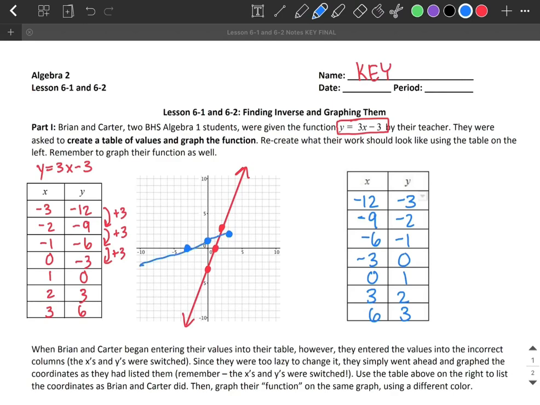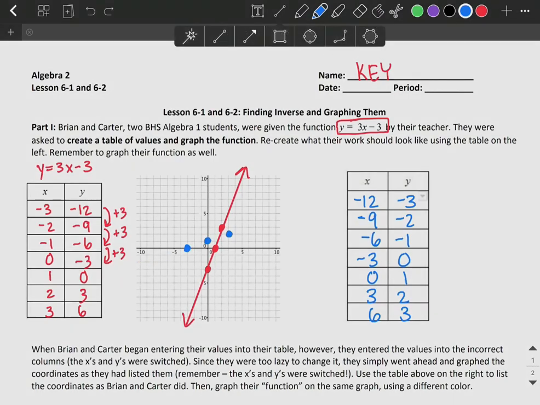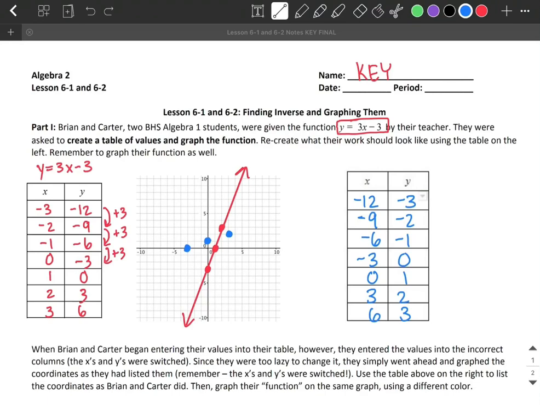Oh. No, I selected this. Oops. There we go. All right. Oh, that was like really good on my first try. There we go. All right.